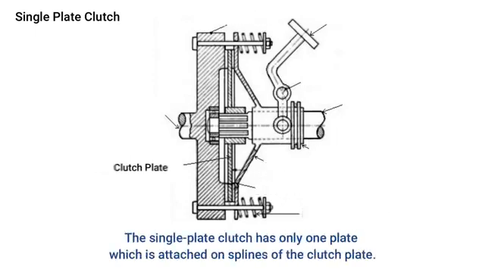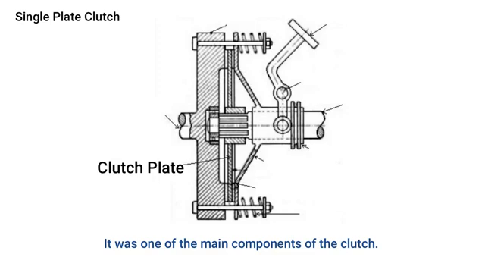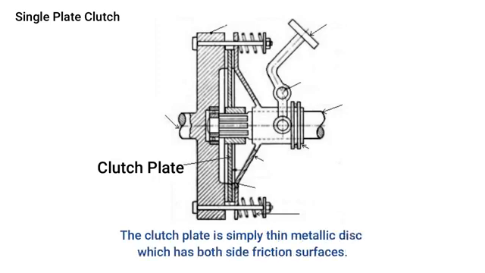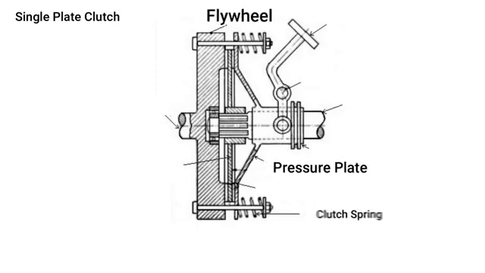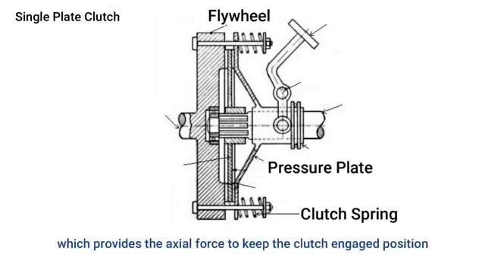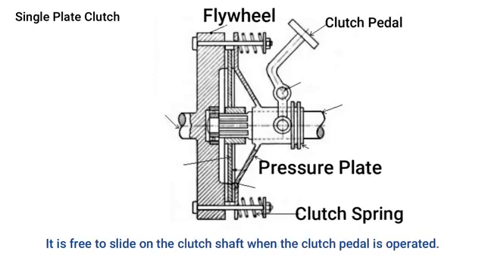The single plate clutch has only one plate which is attached on splines of the clutch shaft. It is one of the main components of the clutch. The clutch plate is simply a thin metallic disc and has friction surfaces on both sides. The flywheel is attached to the engine crankshaft and rotates with it. A pressure plate is bolted to the flywheel through a clutch spring, which provides the axial force to keep the clutch in the engaged position. It is free to slide on the clutch shaft when the clutch pedal is operated.